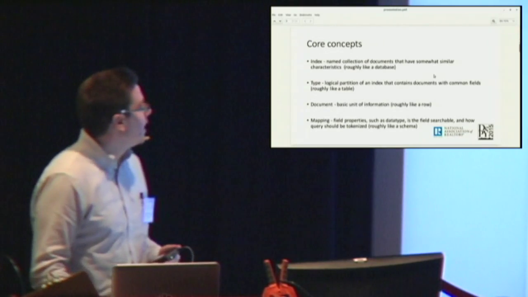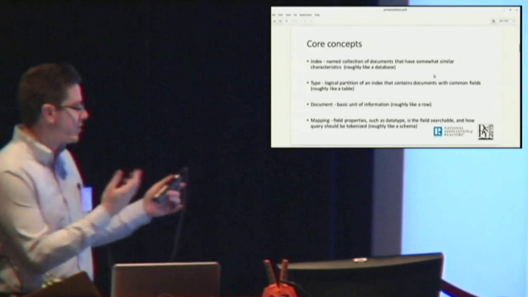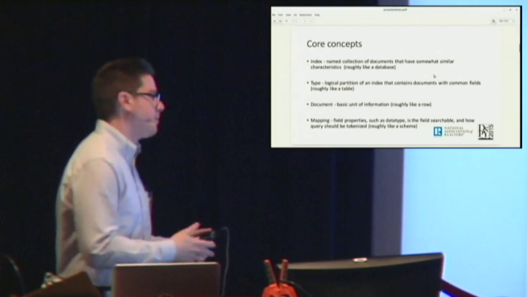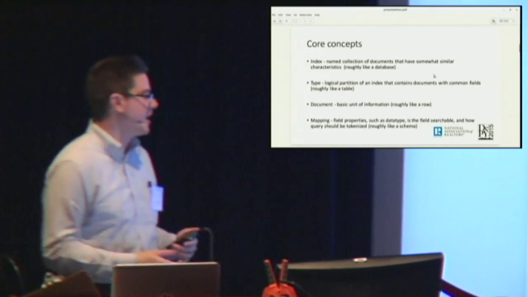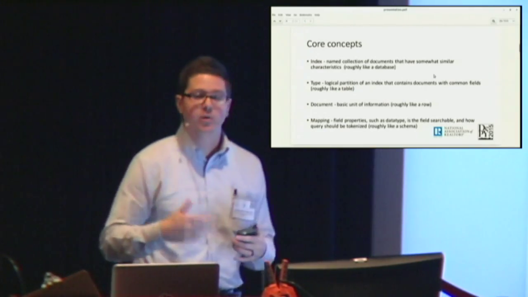Some core concepts with Elasticsearch: an index, which is a named collection of documents that have somewhat similar characteristics. It is not equivalent to a database, but you can think of it roughly like a database. A type, which is a logical partition of an index that contains documents with common fields. A type is, again, not exactly a table, but you can think of it as a table of information. A document, which is a basic unit of information. If you've worked in MongoDB, you have a sense of what a document is. And then mapping, which is basically field properties, such as your data type, whether or not you'd like the field to be searchable, and how the query should tokenize the field when a search takes place.